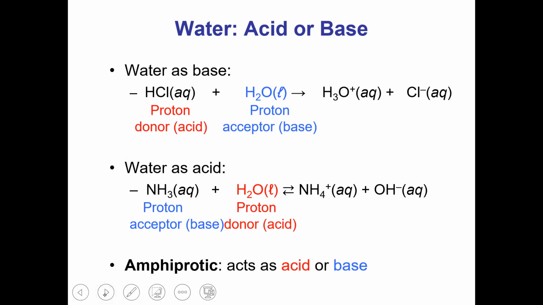So anything that can act as either an acid or a base, depending on what it's reacting with in solution, we call that amphiprotic. It can act as either one. It can act as an acid sometimes. It can act as a base sometimes, meaning it can give up a proton sometimes, and sometimes it takes one, just depending on what it's reacting with. It can play either role.